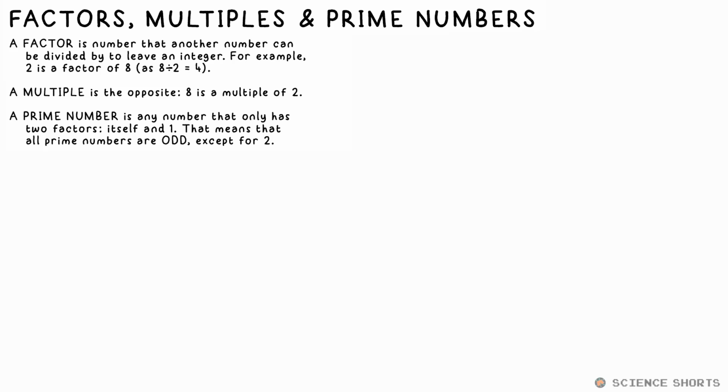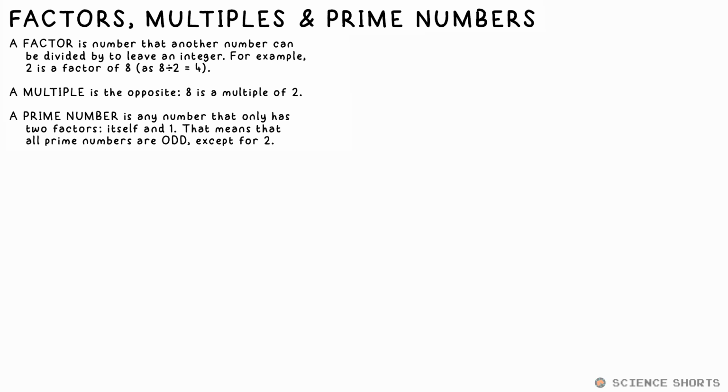A prime number is any number that doesn't have any integer factors apart from 1 and itself. Integers means a whole number. That means they can't be divided by any other integer to leave another integer. So that rules out every even number because they all share a factor of 2. That means that they can all be divided by 2 to leave a whole number. That does mean though that 2 is a prime number itself.